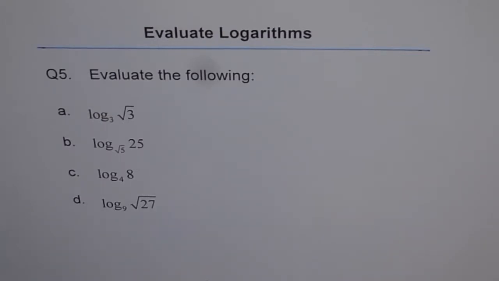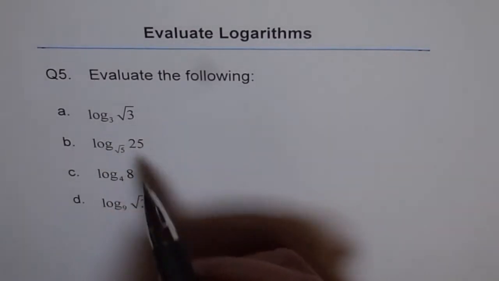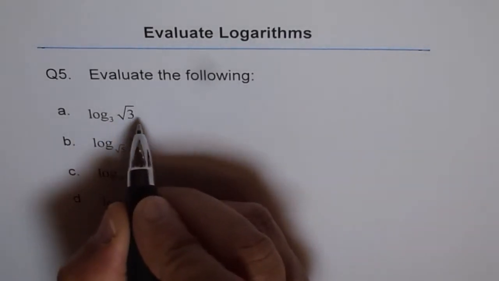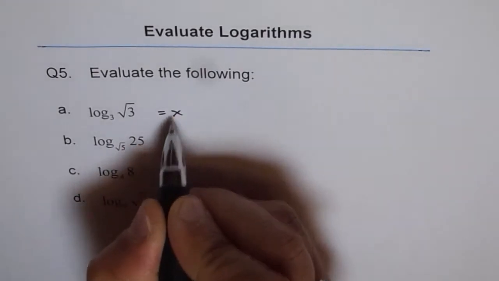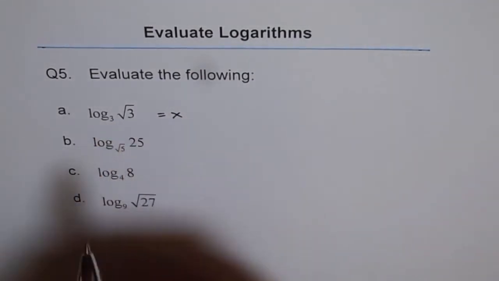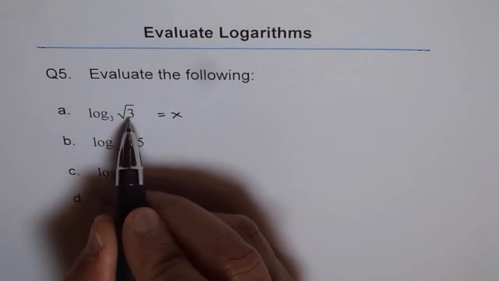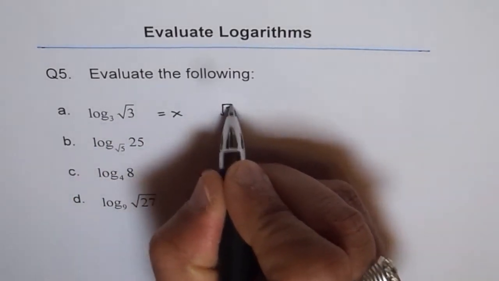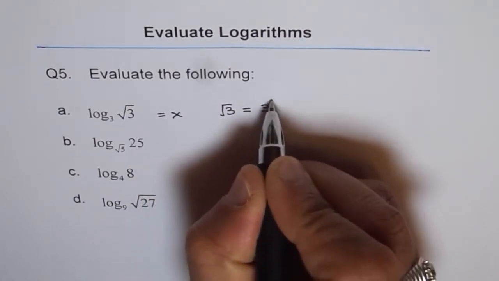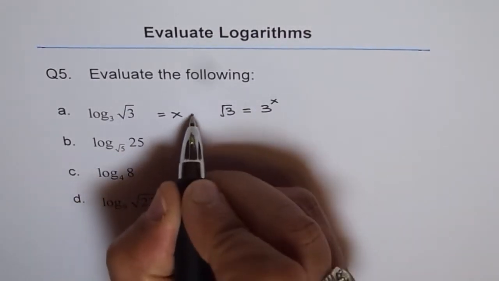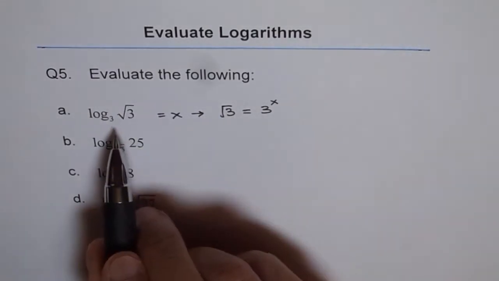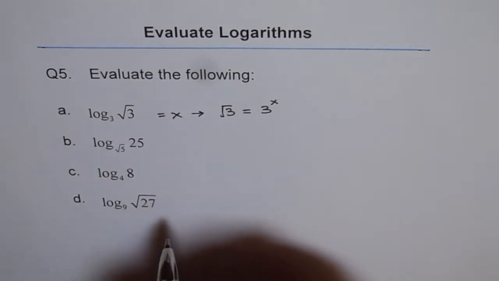So to evaluate these types of logarithms, the basic policy is to write them in exponential form. Let us say we are doing log 3 of square root 3, and let us say this is equal to x, right? Now we can write it in exponential form: square root of 3 equals 3 to the power of x, correct? So this is converting log into exponential form.